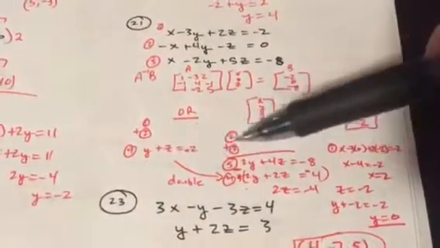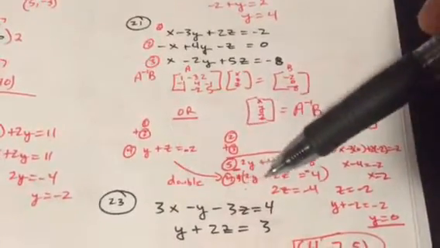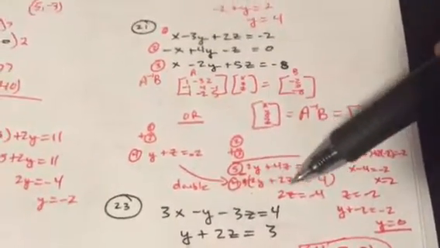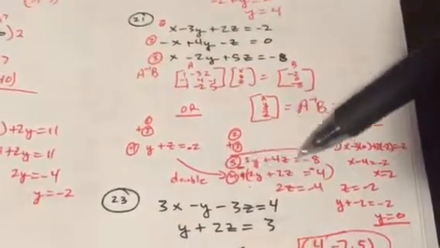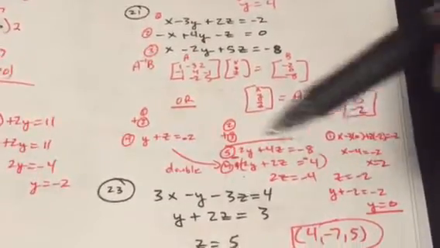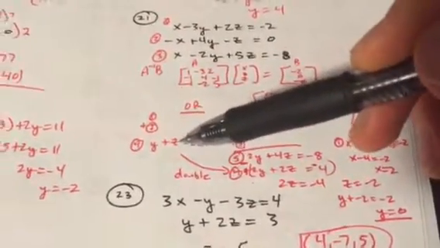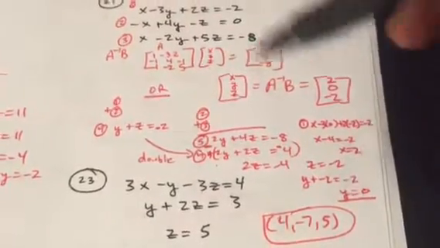They both just have y and z. If I double this equation here, then I'll get the y's to match up. I'll have 2y plus 2z is a negative 4. Same sign, you would subtract. So you get 2z is negative 4, z is negative 2. Plug it in right here. You're going to get y plus negative 2 is negative 2, y is 0.